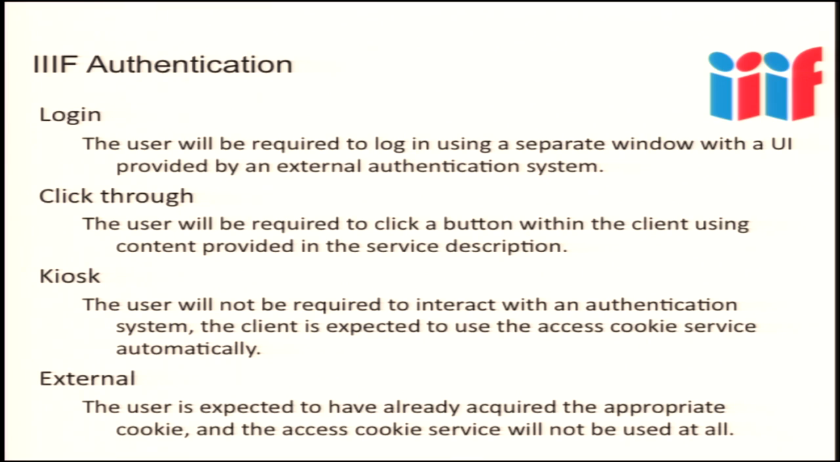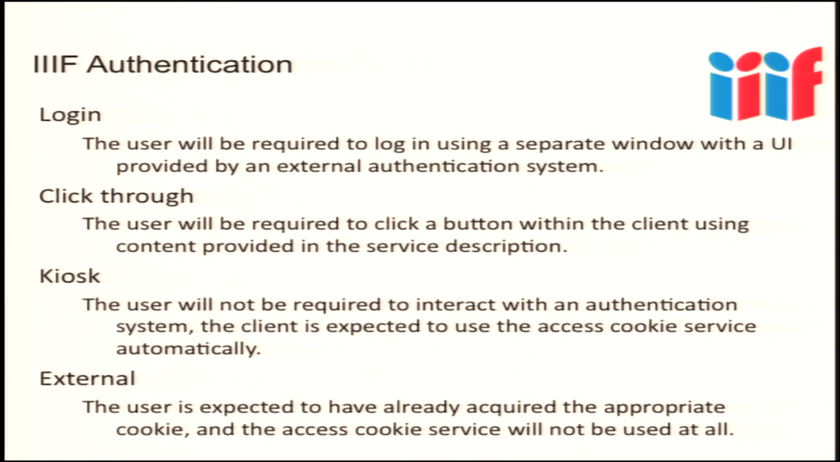So there are four main uses of authentication. The first one is login. This is if you want to provide username and password access to images. The second one is click-through, and this is where the terms and conditions are shown to the user, and the user has to agree to them before they can see the content.